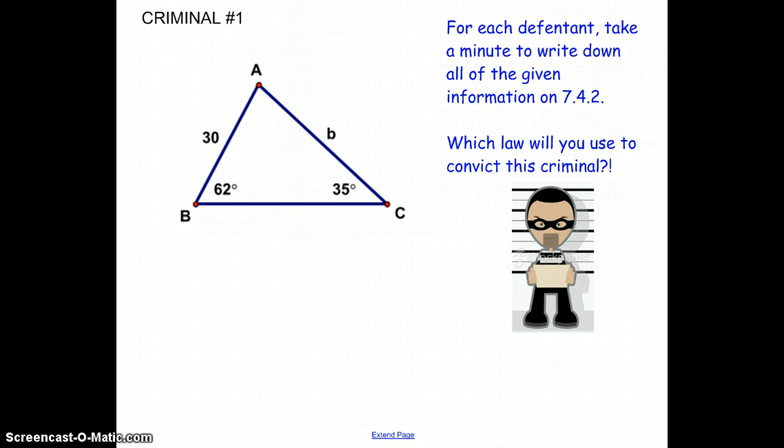So for example, here's criminal number 1. We've got this awful, awful mean triangle. And we need to figure out which law we could use. So we see that we're trying to figure out side length B. We have one set of opposites. So which law would you use? Sine law. Good. So that's your example. Let's try the rest, and we'll meet back at the end and see if you've convicted them correctly.